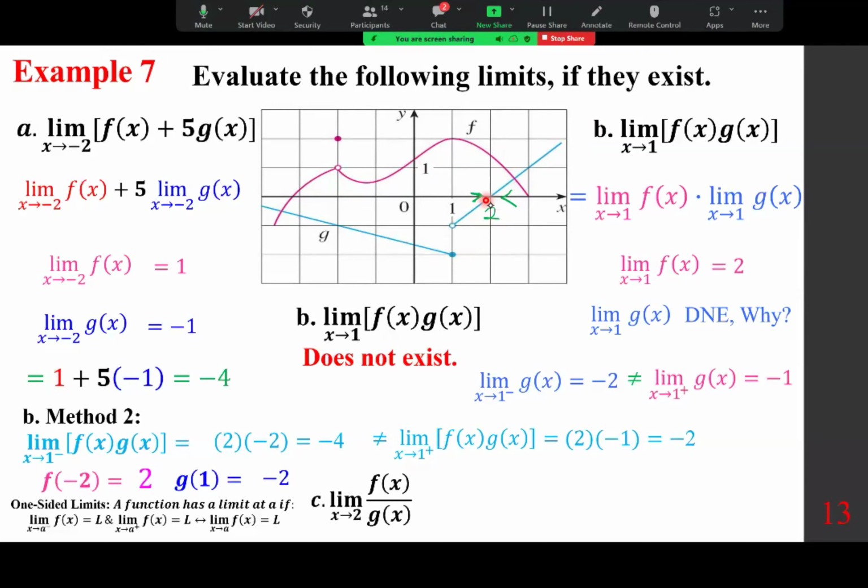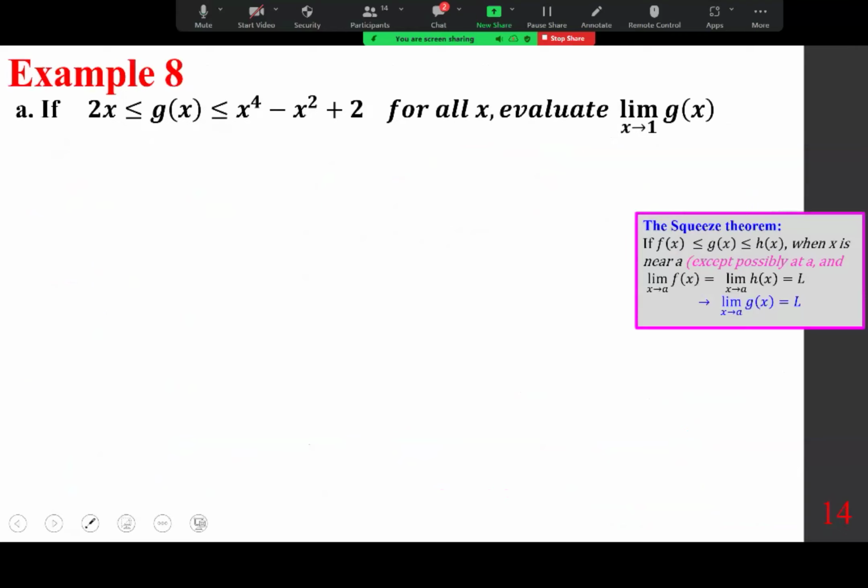It's equal to 0. Since the denominator is 0, this doesn't exist either. So the denominator approaches 0, meaning the limit of g of x as x approaches 2, right? So the limit for each case exists. But the problem is we are dividing by 0. The denominator approaches 0, while the numerator approaches a non-zero number, and this was about 1.5 roughly. And that's why it doesn't exist.